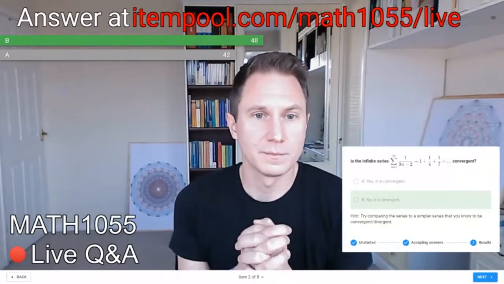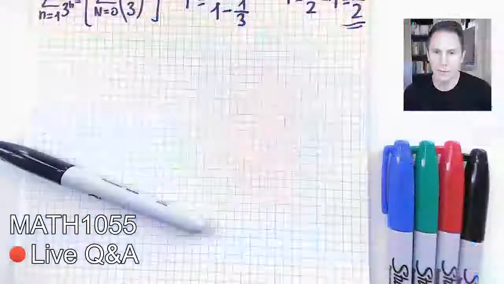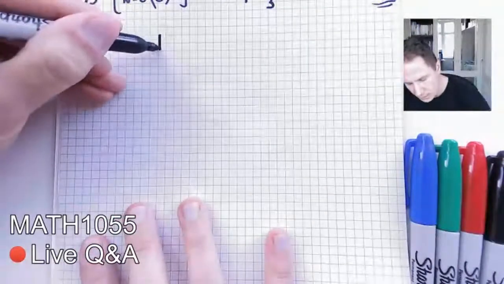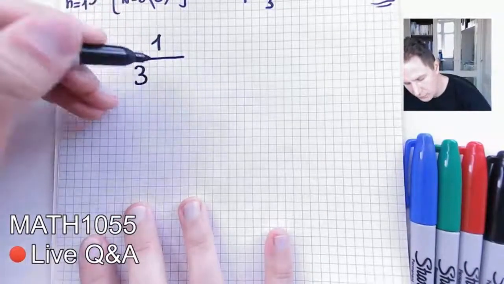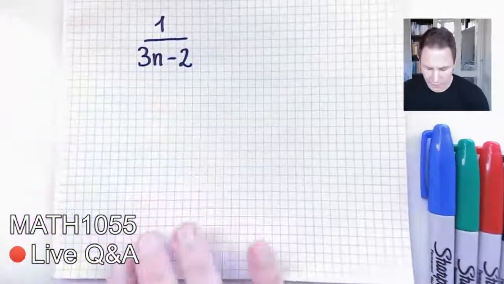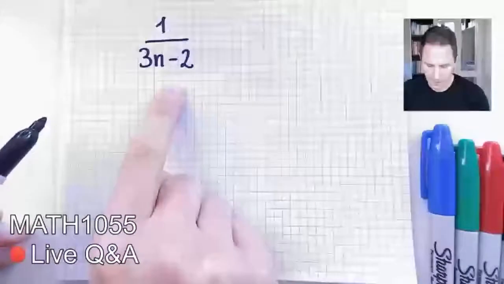It is divergent. So the people who have voted for divergence are right, but there is a good number of people, an almost equal number, who have voted for convergence. So let's just take some time here and look at it together. So we have this series consisting of terms which in general look like this: 1 divided by 3n minus 2, right?